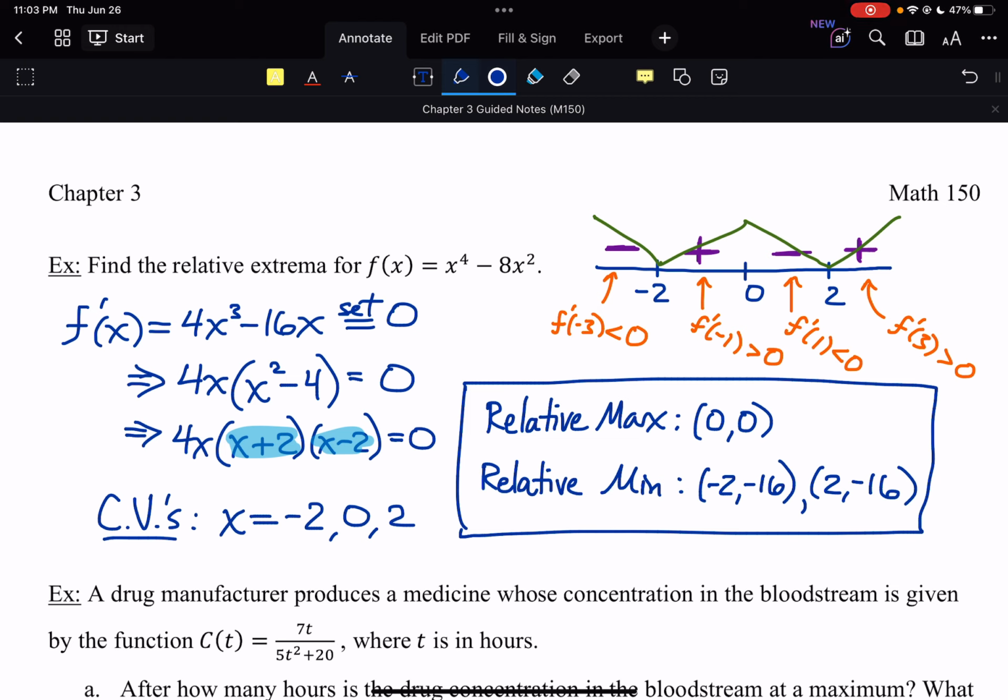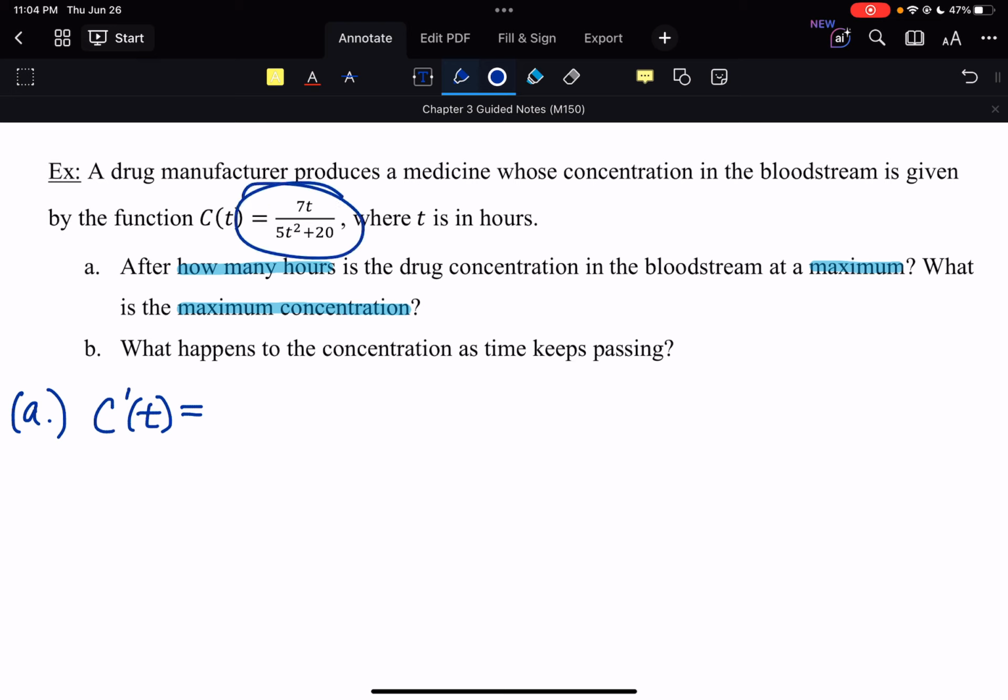So we're looking to find the maximum, right? And it's saying how many hours. So we're looking for a value of t, and it's asking what is the maximum concentration. So we're going to find the C of t value as well. So we need to take a derivative, which sometimes is easier said than done. This is a rational function. We need to employ the quotient rule in order to do this.